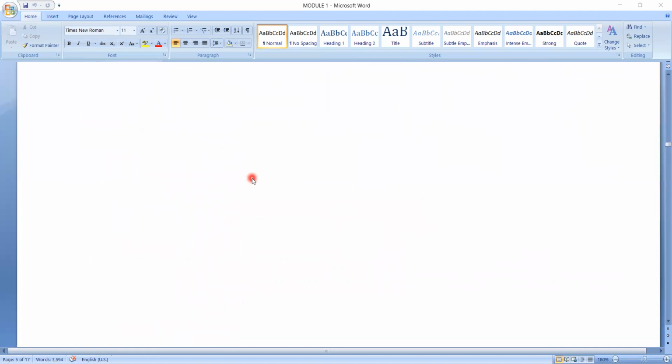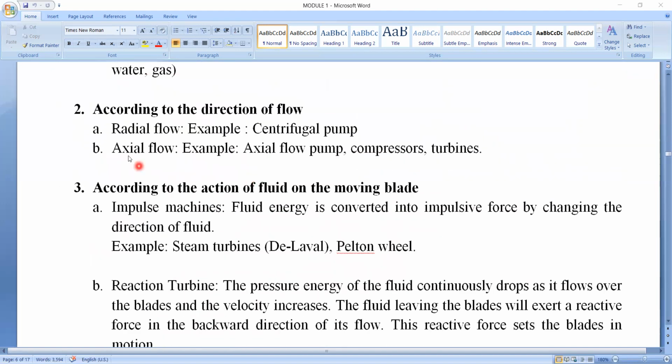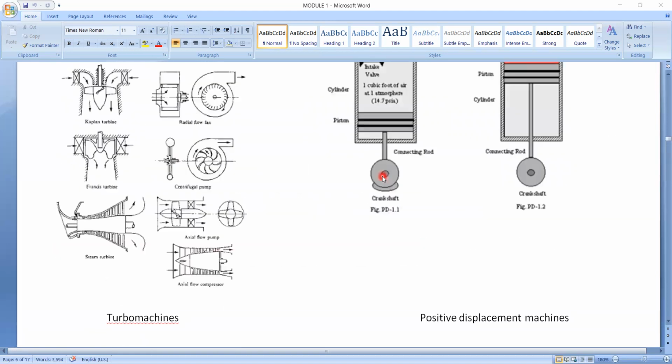Okay, on the other side, the second one is axial flow turbo machines. In axial flow turbo machines, the fluid flows in the direction parallel to the axis of rotation of the shaft. Okay, so let us consider this axial flow compressor.